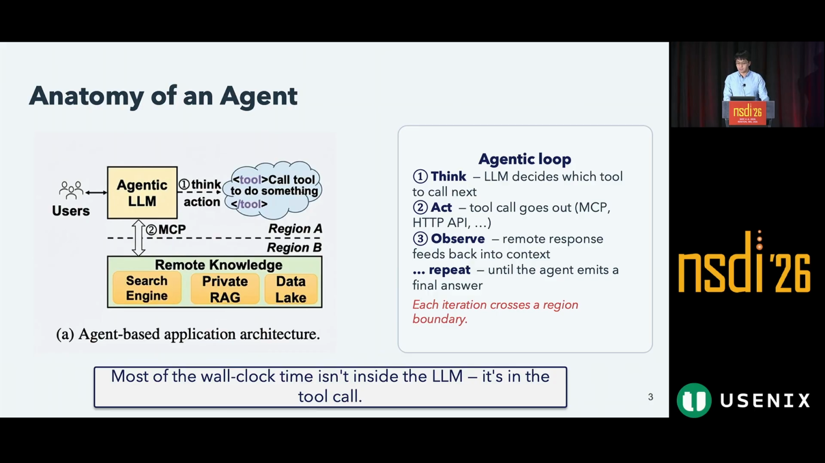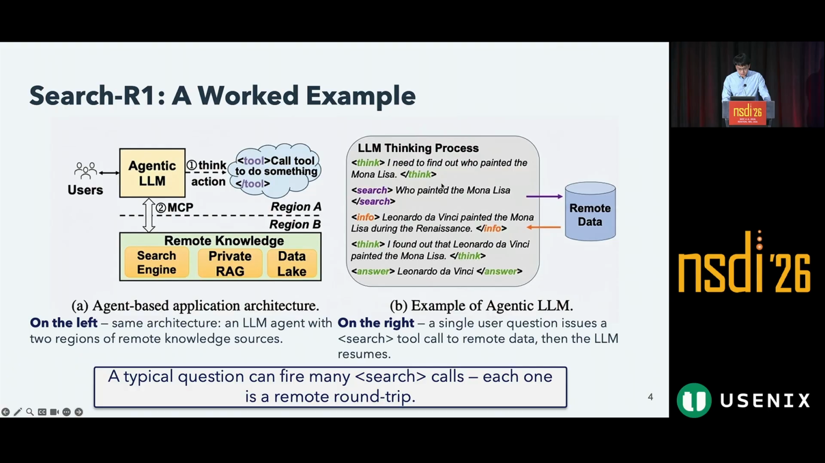Every tool call involves some network operations, with some remote data service sitting in the critical path. Next, let's see the loop in action, with the same architecture but an example to illustrate. A user asks a single question, say who painted the Mona Lisa, and the agent will issue a search call, maybe to the Google Search API, to a remote data service, get results and resume the generation. A typical multi-hop question involves 4 to 6 of these calls in series. Each one is a remote round trip.